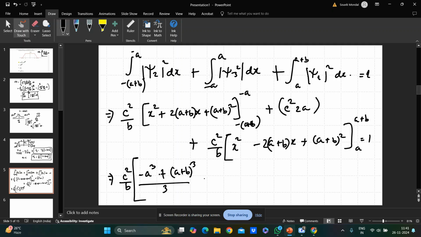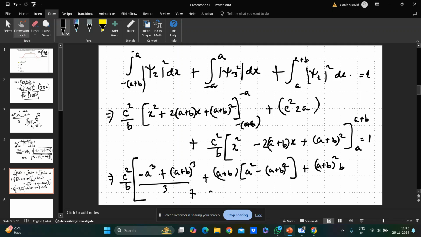Okay, now x squared by 2, so a plus b into a square minus a plus b whole square plus a plus b whole square into minus a plus b. Okay, so this is the thing. And now let's take this term also.